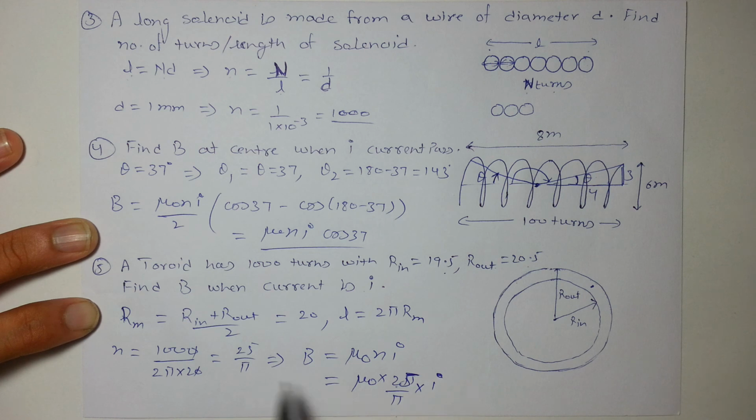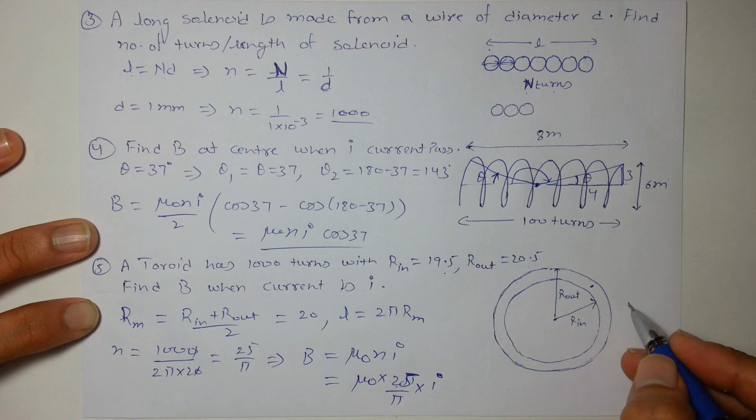Okay, so this is how we get the field inside a toroid. It has no poles. बाहर field 0 होगी. Okay, thank you.